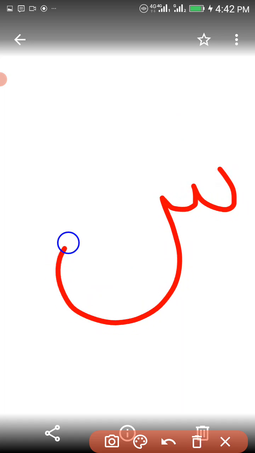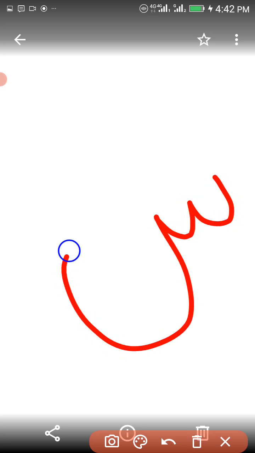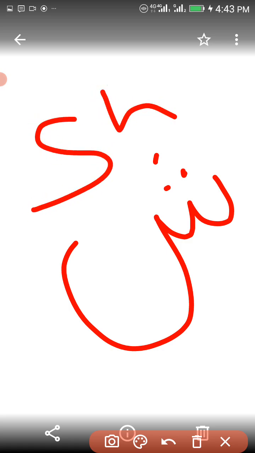After ra'un we have zayun. This is also very simple as Z. After zayun we have sinun. This is very simple as S. After sinun we have shinun. This is also very simple as SH. SH is very simple. Shinun.